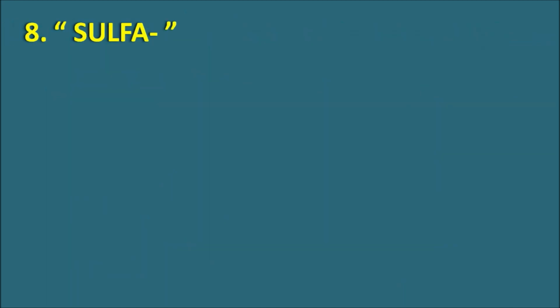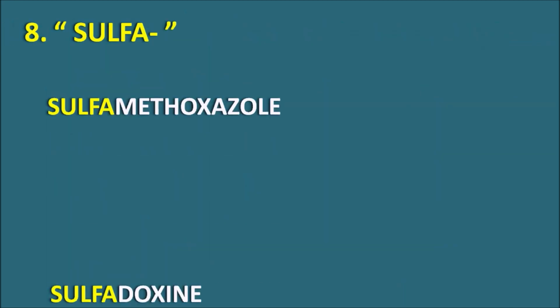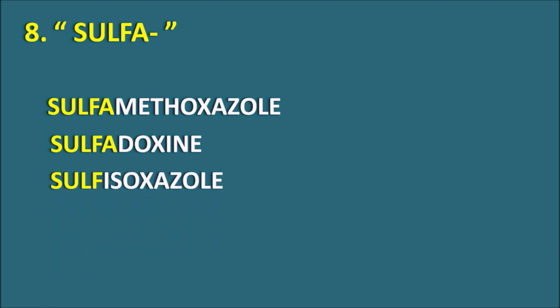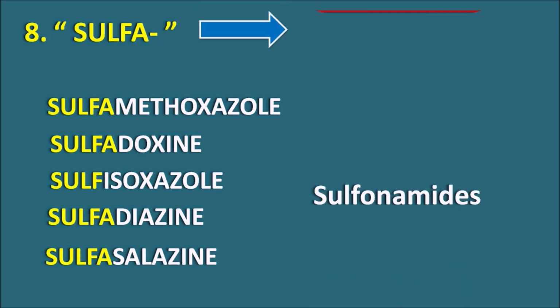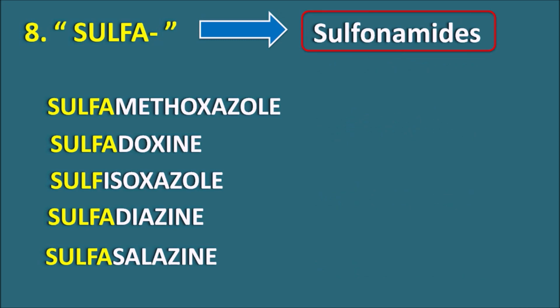Eighth one is the sulfa. We have a lot of drugs like sulfamethoxazole, sulfadoxine, sulfisoxazole, sulfadiazine, sulfasalazine. Here sulfisoxazole is not having the letter A, but most of the sulfonamides are having the sulfa as the prefix. So here sulfa indicates they are the sulfonamides. And among these sulfonamides, the sulfadiazine can be used topically for treatment of burns and wounds.